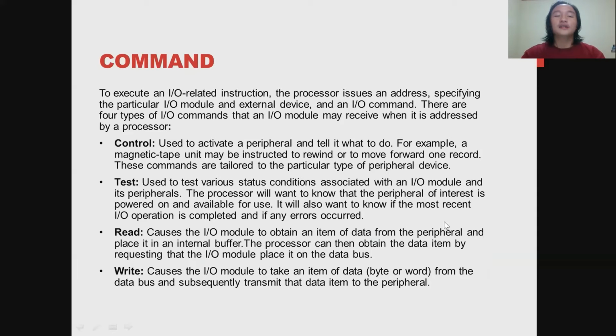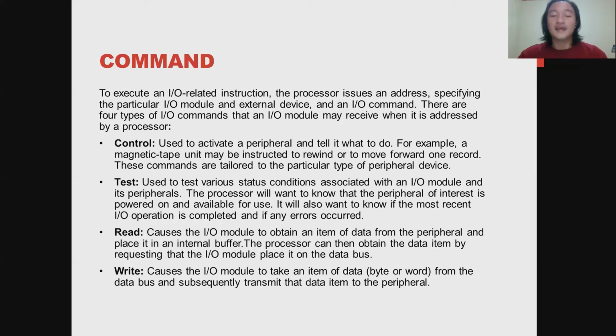Command. To execute an input-output related instruction, the processor issues an address specifying the particular input-output module and external device, and an input-output command. There are 4 types of input-output commands that an input-output module may receive when it is addressed by a processor. First, control. Used to activate a peripheral and tell it what to do. For example, a magnetic tape unit may be instructed to rewind or move forward one record. These commands are tailored to the particular type of peripheral device.